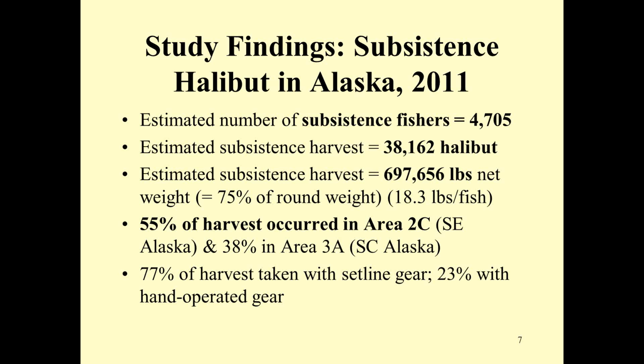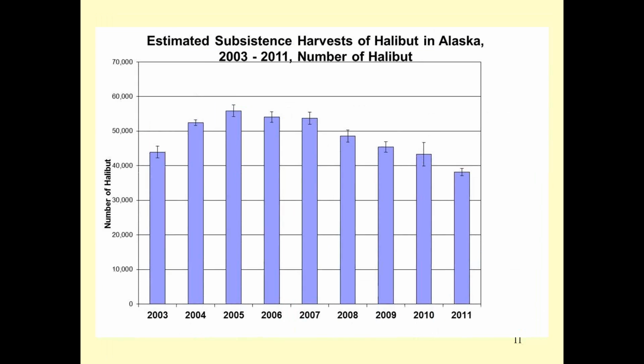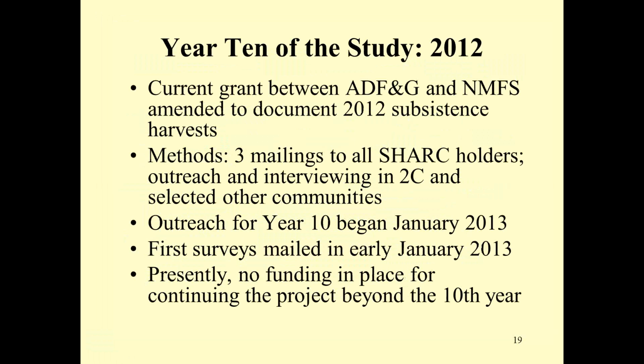Paul? Jim, maybe I'm reading between the lines, but on slide 19, you mentioned the current grant between ADF&G and NMFS is amended to document the 2012 subsistence harvest. So what about going forward? That's up to the National Marine Fisheries Service to amend the grant for documenting 2013. We've basically done it year by year. Okay, and so far there's been support for the program. I think in general the usefulness of the information has been acknowledged, but it's a year-to-year decision.